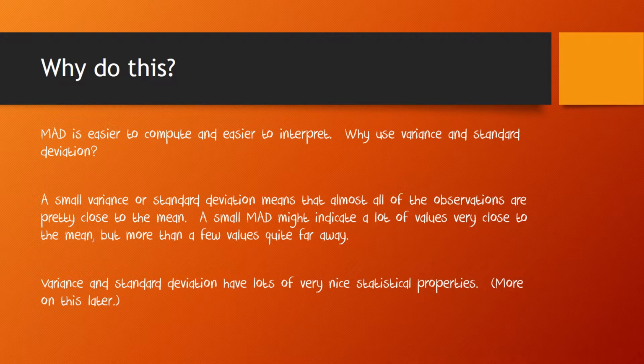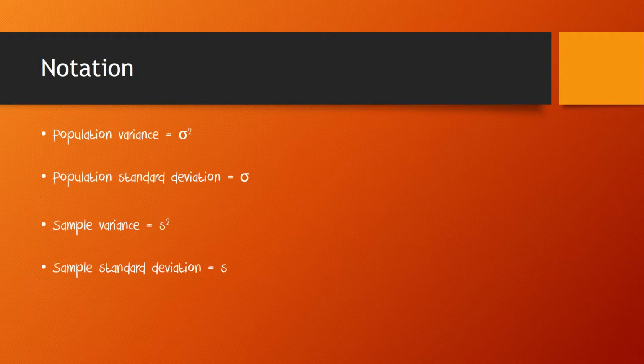The other reason is one I can't tell you as much about. Variance and standard deviation have lots of very nice statistical properties. I'll be telling you more about that later, but we're not quite far along enough for me to do that right now. Okay, how about symbols?